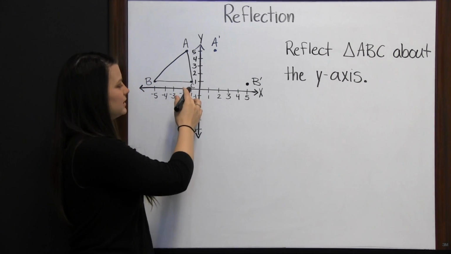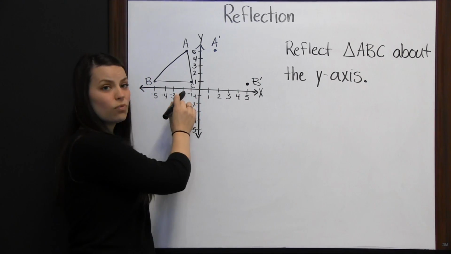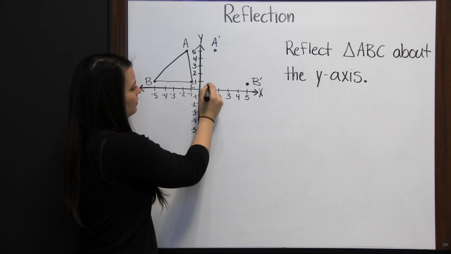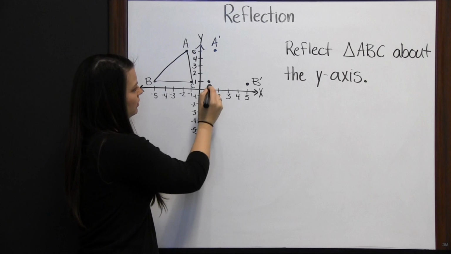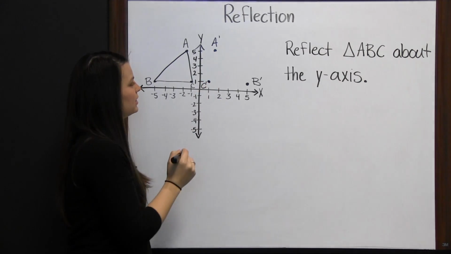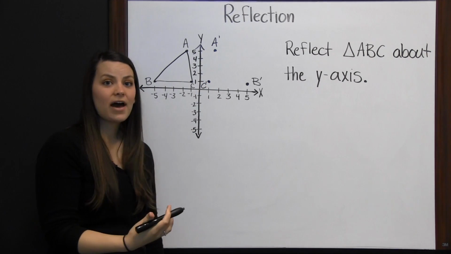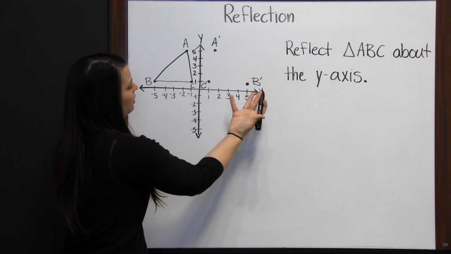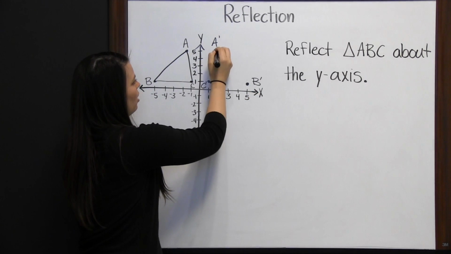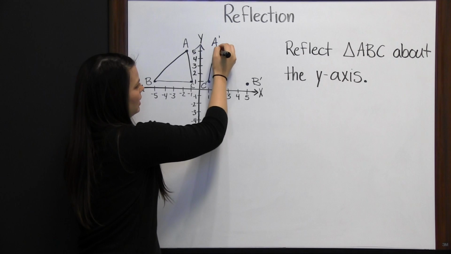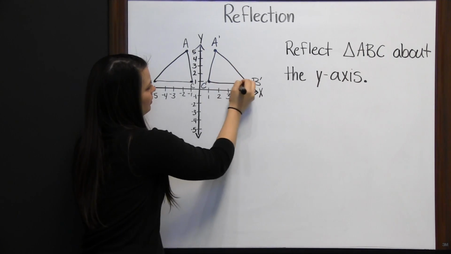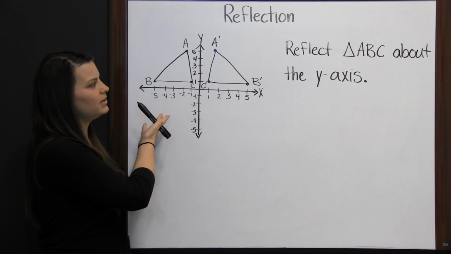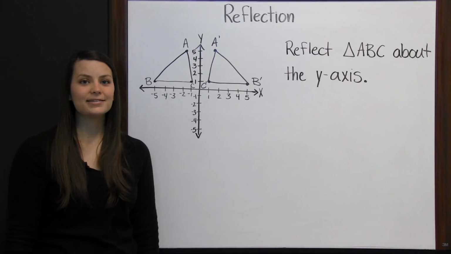And then finally, C is at negative 1, 1. So when we reflect it, it's at positive 1, 1. So you may have noticed that the y values of our numbers stayed the same while our x values changed to just the opposite. We can connect our 3 points together, and there we have a reflection of triangle ABC about the y-axis.